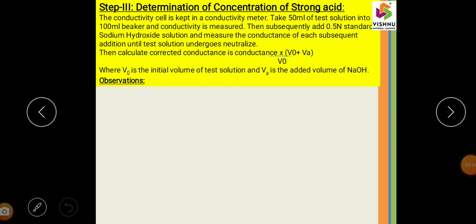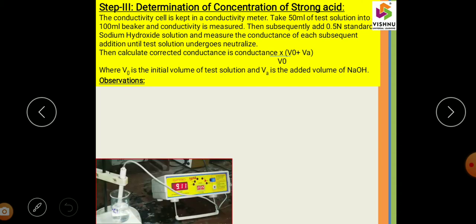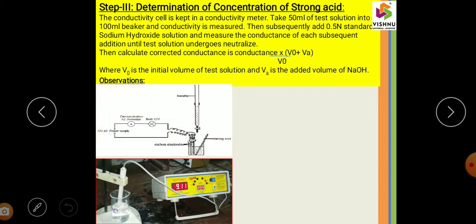Step 3, determination of concentration of strong acid. The conductivity cell is kept in the conductivity meter and 50 ml of test solution is taken into the 100 ml beaker, and the conductivity is measured. Then subsequently add 0.5 normal standard sodium hydroxide solution and measure the conductance after each addition.